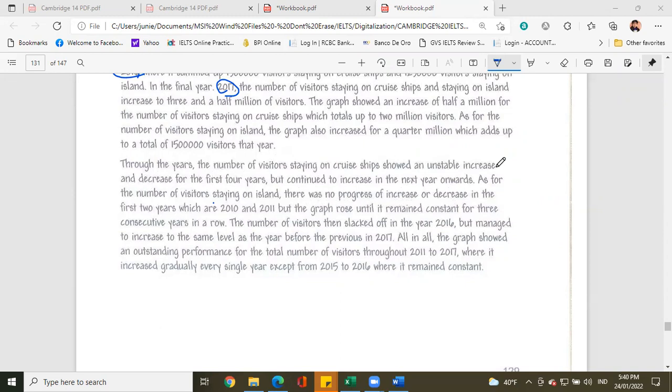Alam mo, ang maganda naman yung ano niya, no? Yung, ang ganda ng grammar niya. Nainis lang ako dito sa staying on island eh. Ulit-ulit. The number of visitors then slacked off in the year 2016, but managed to increase to the same level as the year before the previous in 2017. All in all, the graph showed an astounding performance for the total number of visitors throughout 2011, when it increased gradually every single year except from 2015, where it remained constant.